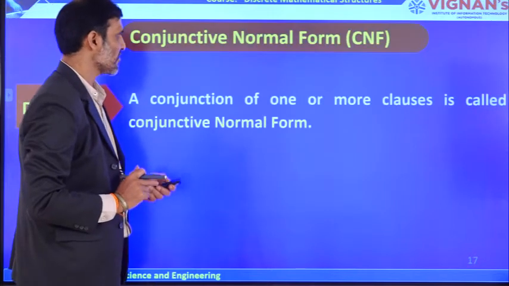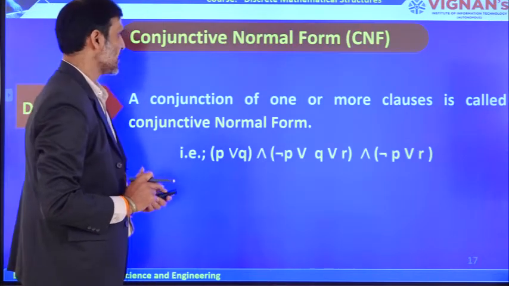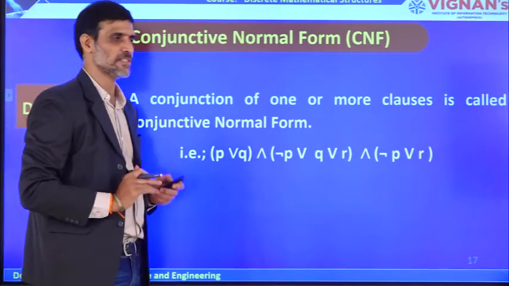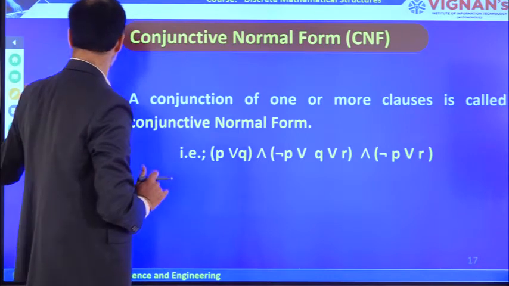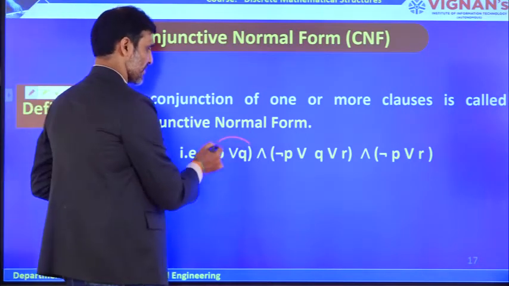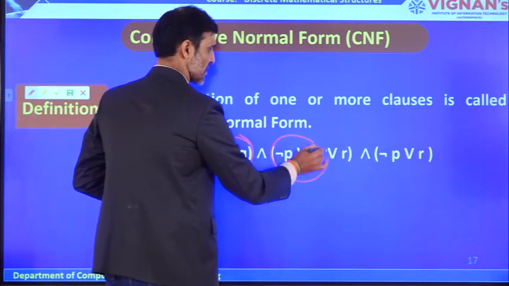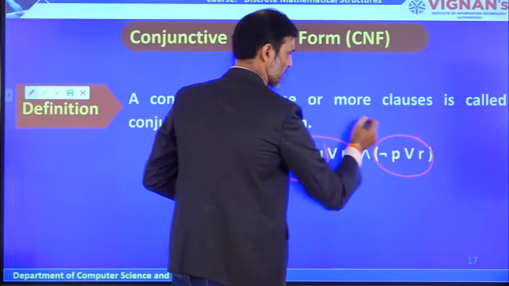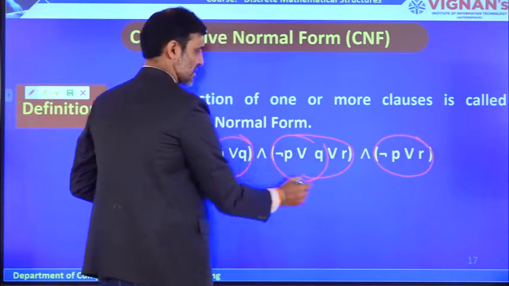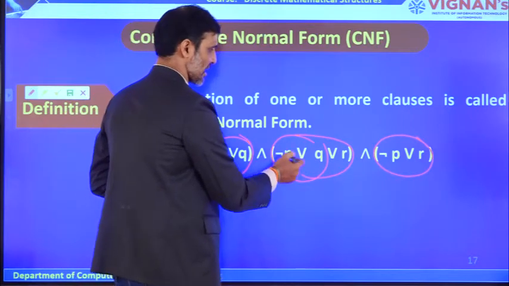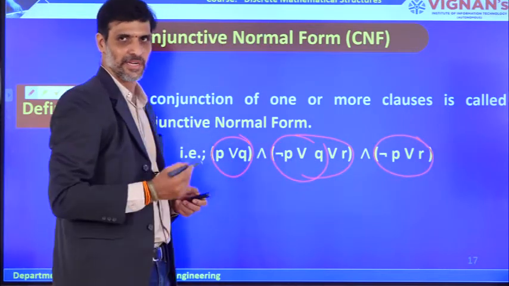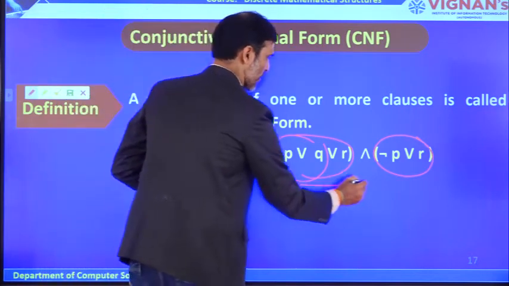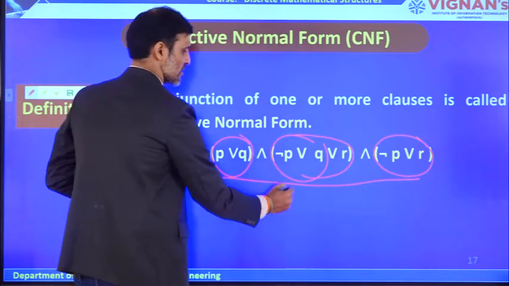And what is the definition of conjunctive normal form? A conjunction of one or more clauses is called a conjunctive normal form. Here this is a clause and this is another clause, because these are disjunctions of literals. All these disjunctions of literals are connected by conjunction. Therefore it is called a conjunctive normal form.